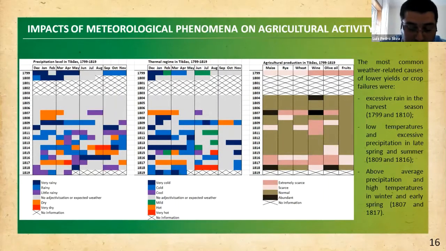According to the Benedictine reports, the most common weather-related causes of lower yields or crop failures were excessive rain in the harvest season, as reported in 1799 and 1810, low temperatures and excessive precipitation in late spring and summer, as it was reported in 1809 and 1816, especially for vineyards, and above average precipitation and high temperatures in winter and early spring, as reported in 1807 and 1817, mainly for wheat and rye crops.